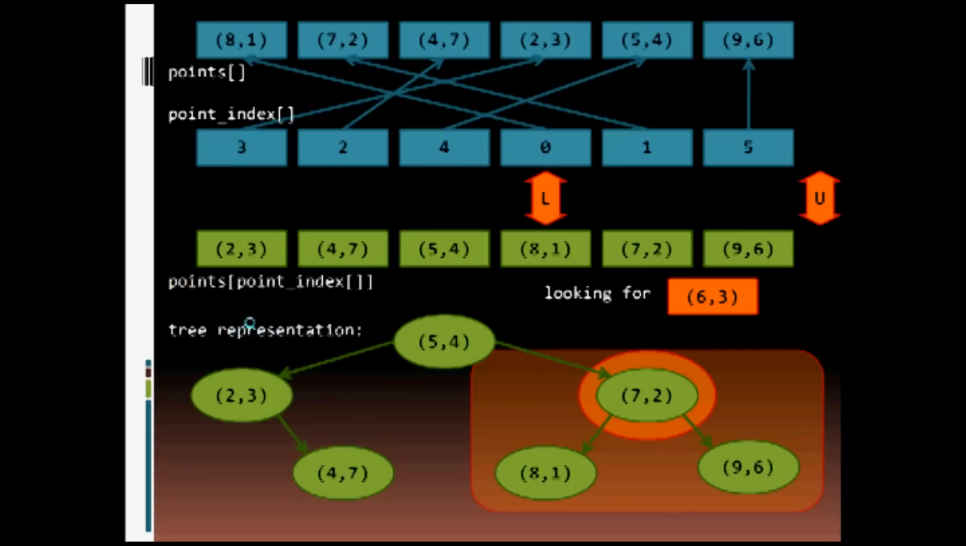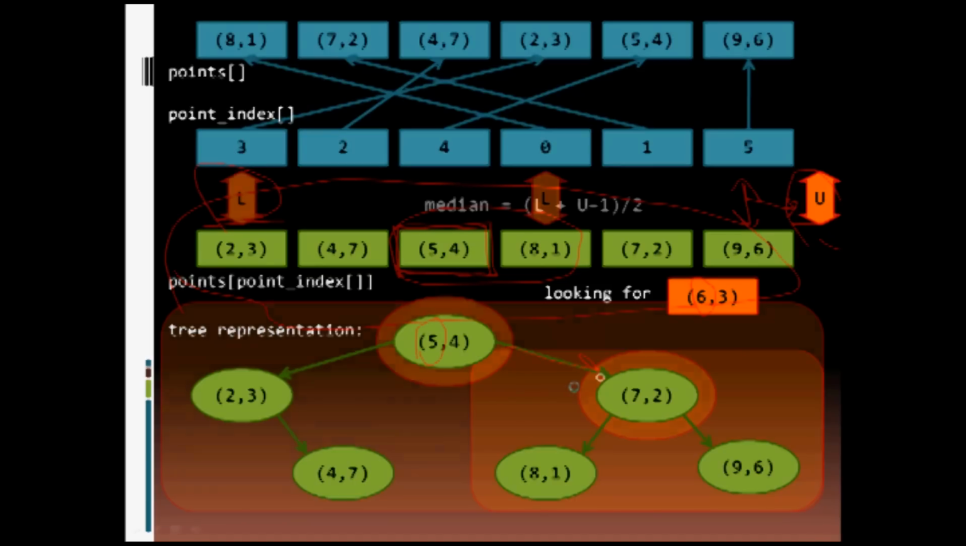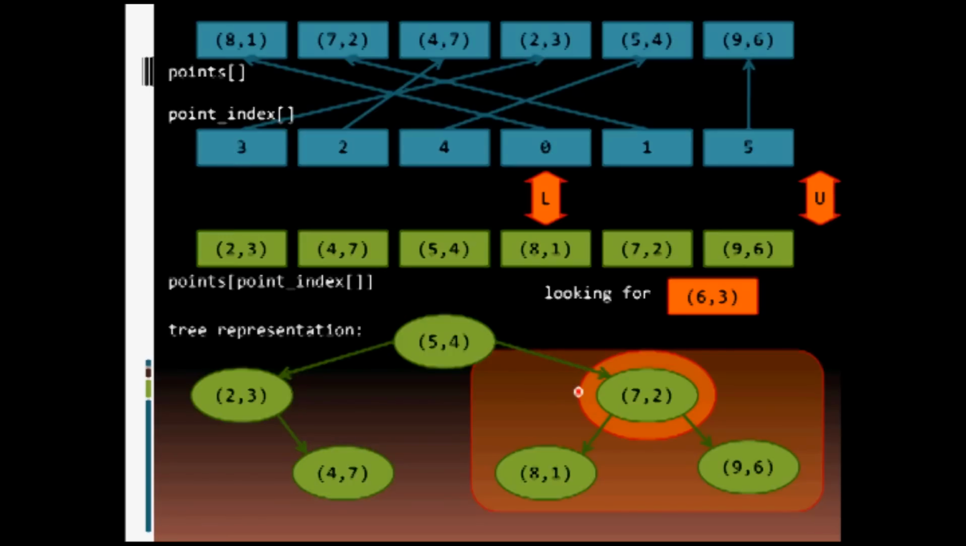Okay, so we are going to check 6, 3, our target point. 6, we are looking in the x dimension right now, is greater than 5, so we are going to go to the right. So now we are in our right subtree. To do that, our lower pointer has been updated to point to our new lowest bound, and now our median is 7, 2. Now 3 is greater than 2 in the y dimension that we are looking in, so we will go once again to the right.